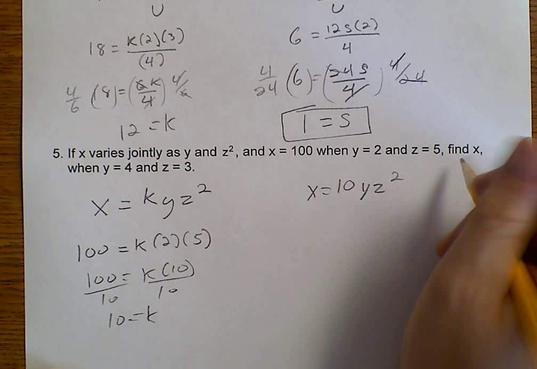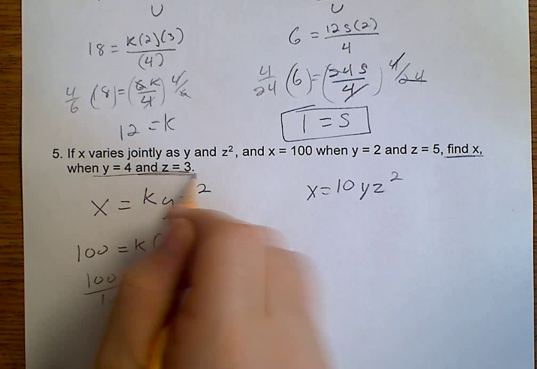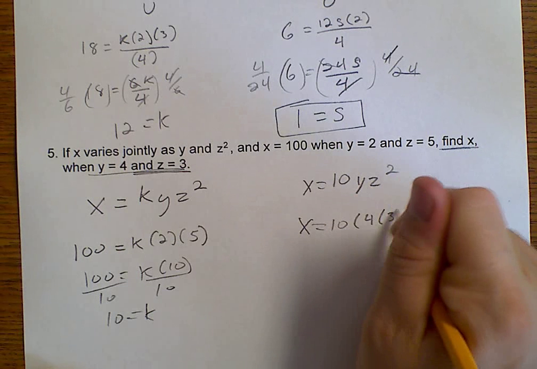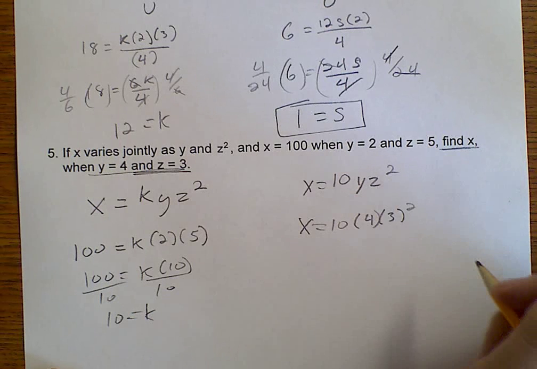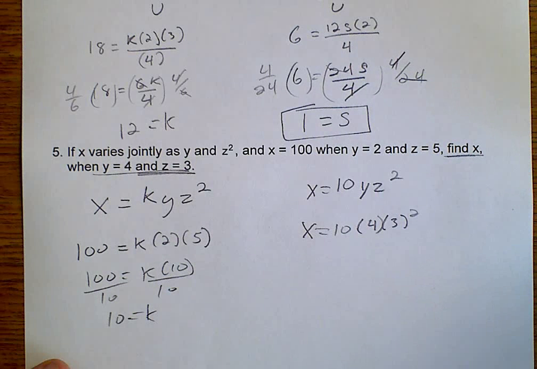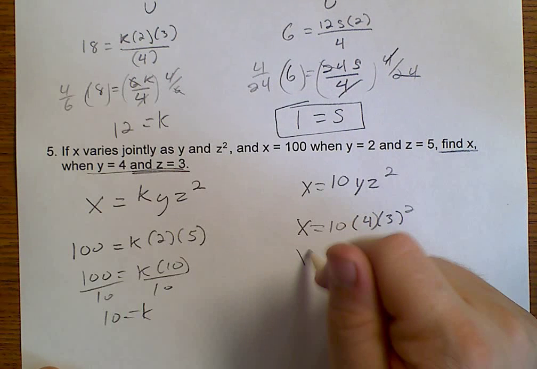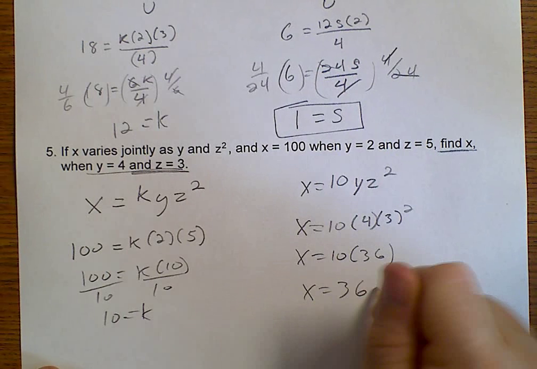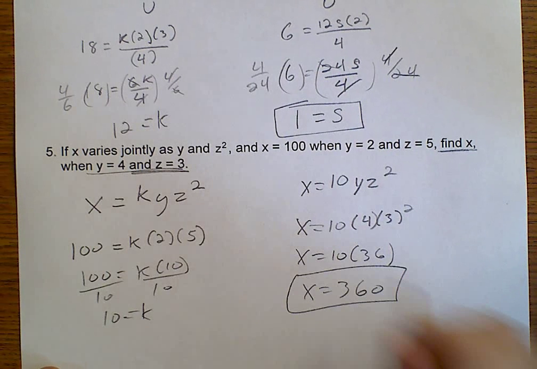So find x given this other information. X equals 10 times 4 times 3 squared. So 4 times 3 squared is 36. So x equals 10 times 36. So x must be 360.